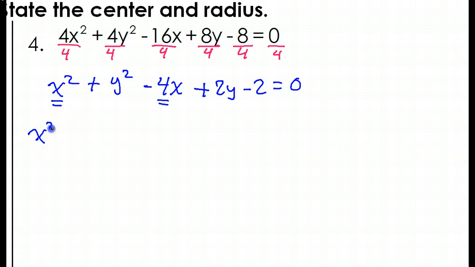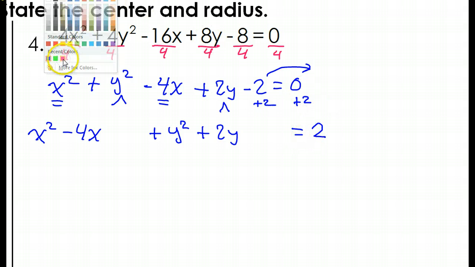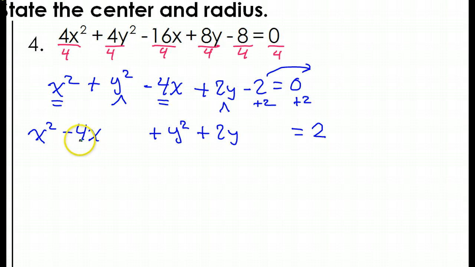So now I'm going to collect my x terms together. So that'll be x squared minus 4x, leave a gap. And then now I'll collect my y terms together. So that'll be plus y squared plus 2y, leave a gap. And let's move this negative 2 over to the other side by adding 2 to both sides. So I'll have a 2 right there. Now let's complete the square. Half of the middle term, that's 2, which squares to 4. Half of this is 1, squared is still 1. You have to add both of these to the other side. So there's my 4 and my 1.